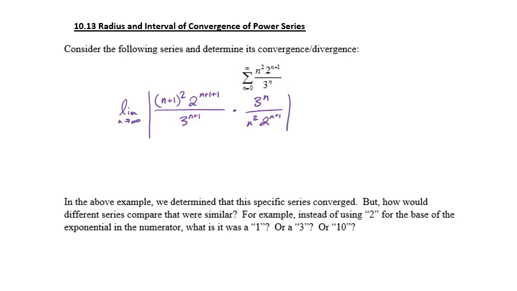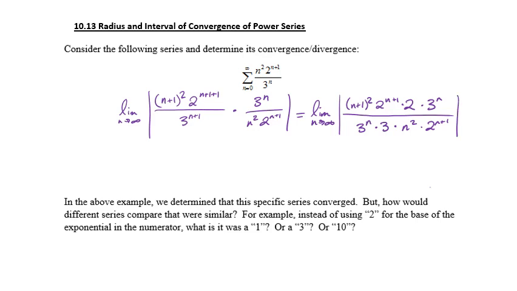And then remember, our goal is to cancel out as much as you possibly can, so we're going to rewrite some of this. So we get the limit as n approaches infinity of the absolute value of (n plus 1) squared, and then 2 to the n plus 1 times 2, right, because we've got that extra 1, times 3 to the n, over 3 to the n times 3 times n squared times 2 to the n plus 1.